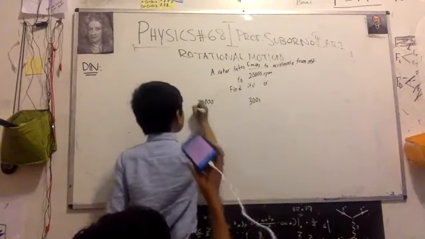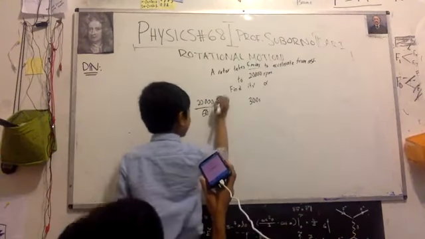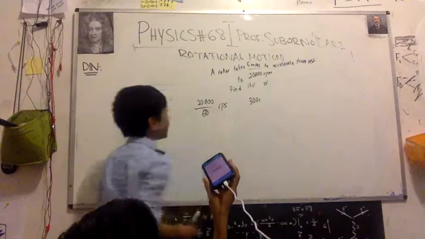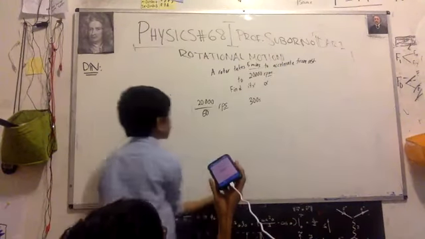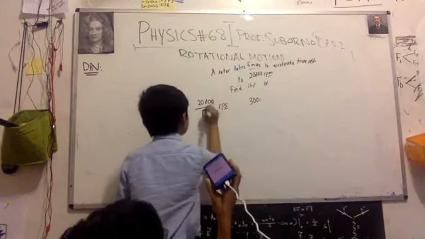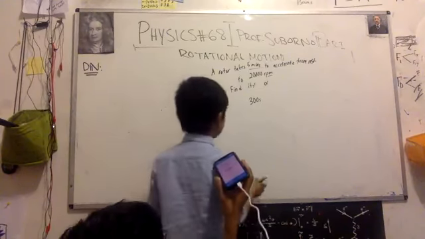20,000 divided by 60 RPS, because we want to convert this from revolutions per minute to revolutions per second. So that's going to be 1,000 over 3 RPS.